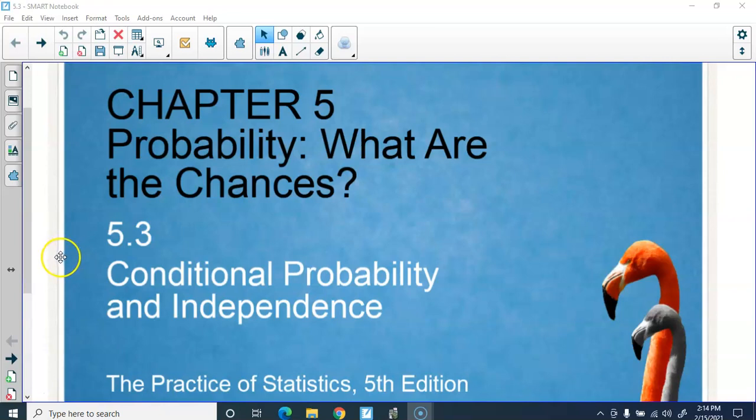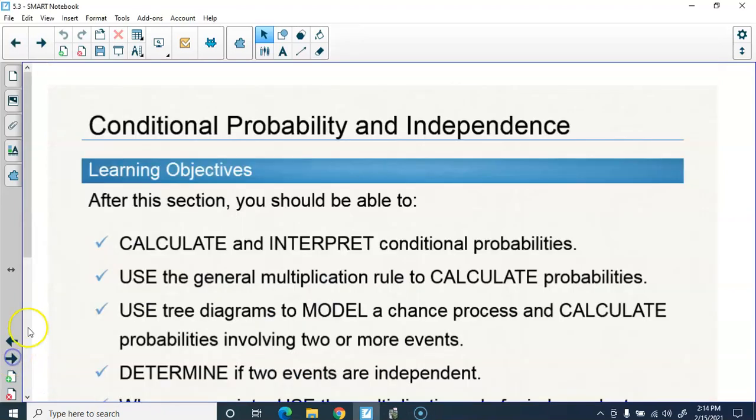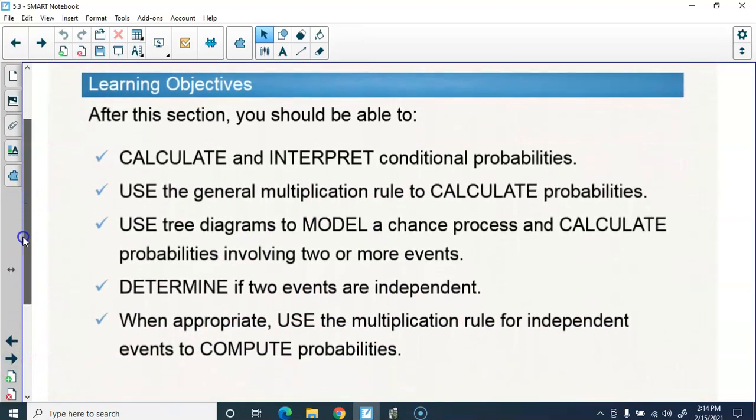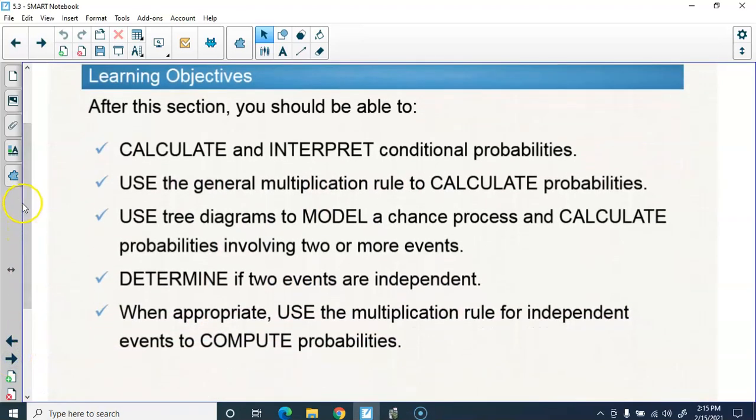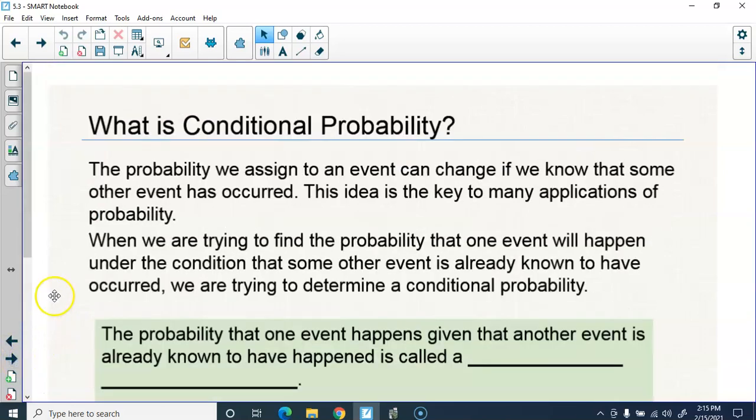Here we have the last section of Chapter 5, Unconditional Probability and Independence. So we're going to be looking at calculating and interpreting conditional probabilities using the general multiplication rule, using tree diagrams, and determining if two events are independent, and using the multiplication rule for independent events and computing their probabilities.